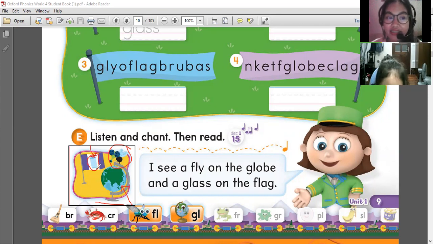Yes, what's that? On the flag, there is a? Yes, this one. What's this one? On the flag, what's that? It's a glass, right? On the flag, yes, there is a glass. Okay, that's right. All right, so yes, we're done with reading the sentence.